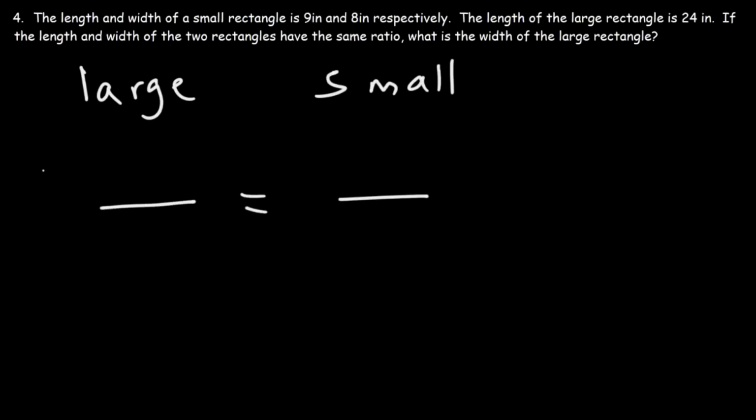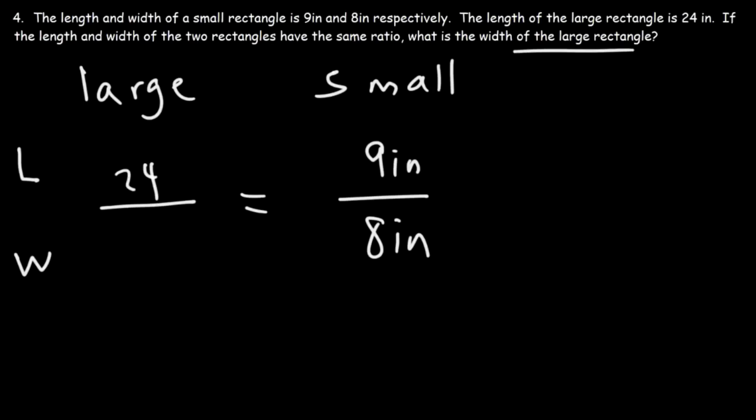Now let's say the top portion represents the length of the two rectangles, and the bottom part of the two fractions represents the width. So the length and the width of the small rectangle: the length is 9 inches, and the width of the small rectangle is 8 inches. Now for the large rectangle, the length is 24. Our goal is to calculate the width of the large rectangle.